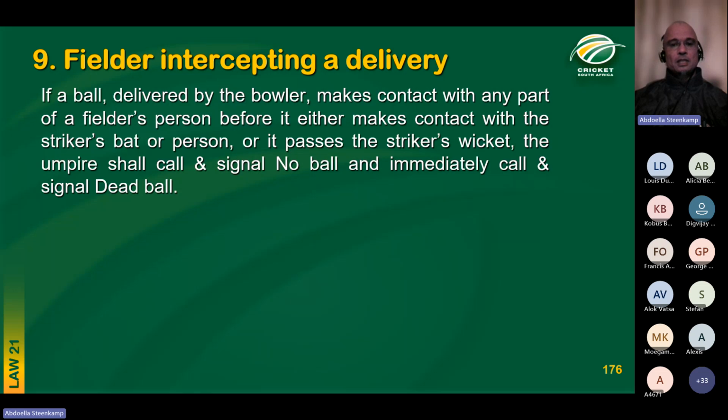This is an example of this. Let's say a spin bowler is bowling, and you have a short leg fielder standing 3 meters from the bat. The bowler bowls a ball, and before striking the bat or person of the striker, or passing the striker's wicket, the ball hits the foot of the silly point fielder. What does the umpire need to do? Immediately call and signal no ball, and a split second later call and signal dead ball. So these two calls happen quickly after each other. No ball, dead ball, quickly after each other.